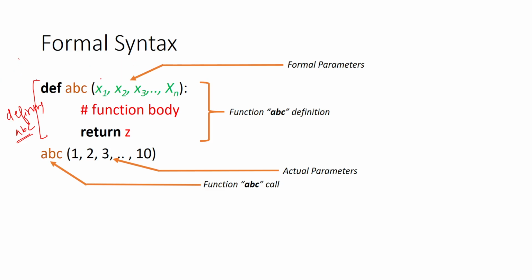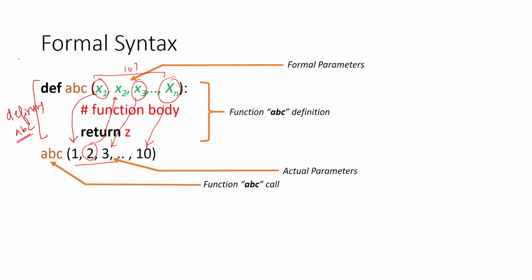So what it will do is map x1 to 1, right? It will map 2 to x2, 3 to x3, and 10 to xn. Okay, so if you have more than 10 values here, what will happen? You need to check. If you don't have 10 values and you have 10 parameters defined, what will happen? You have to check. In both cases it will throw an error.